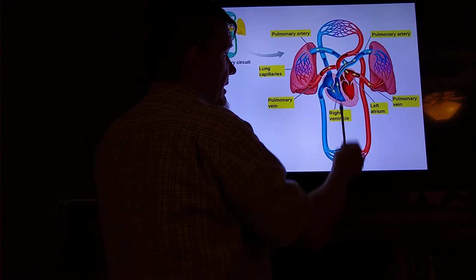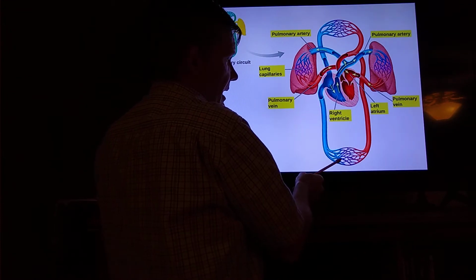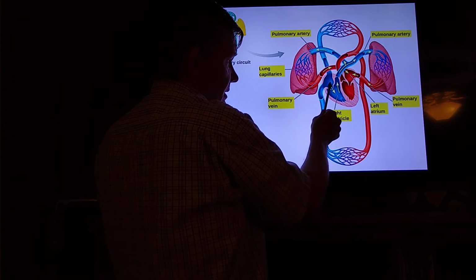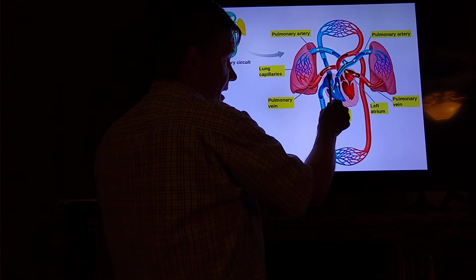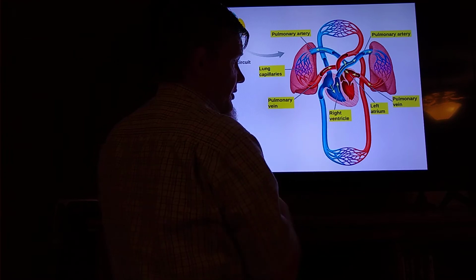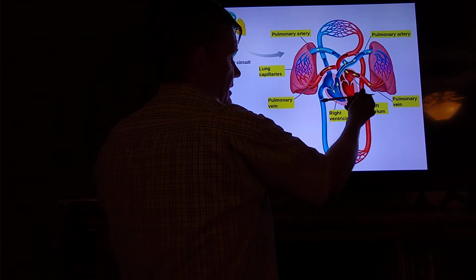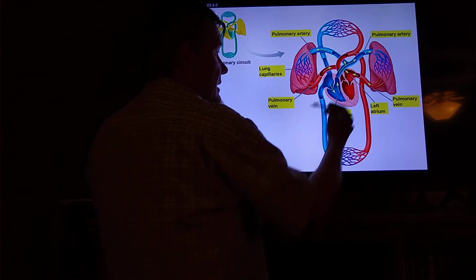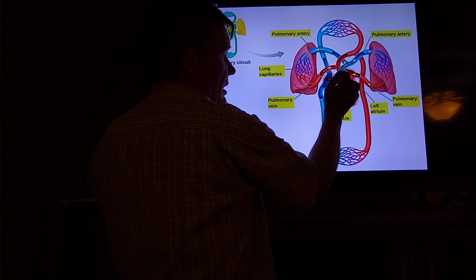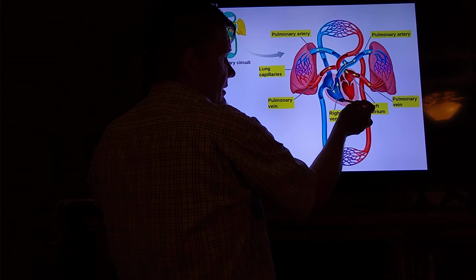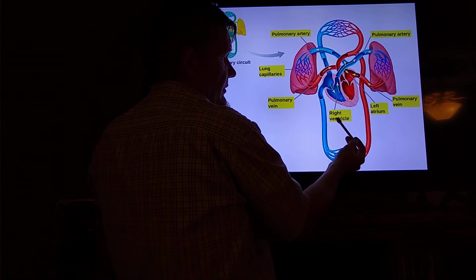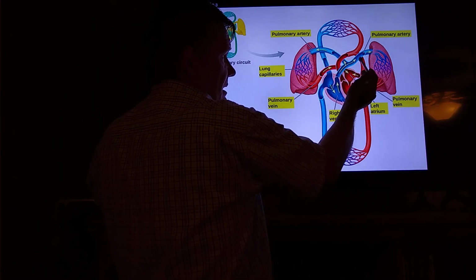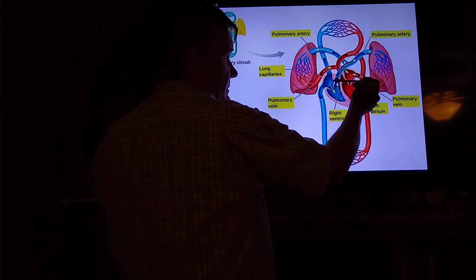So, used blood from the brain, from the body, comes to the heart at the right atrium. This vein coming down right here is the superior vena cava. This vein right here coming up from the bottom is the inferior vena cava. Used blood comes into the heart on the right atrium. The right atrium sends it down to the right ventricle. The right ventricle will then send the blood by the pulmonary arteries, the left and right pulmonary arteries, to the lungs.